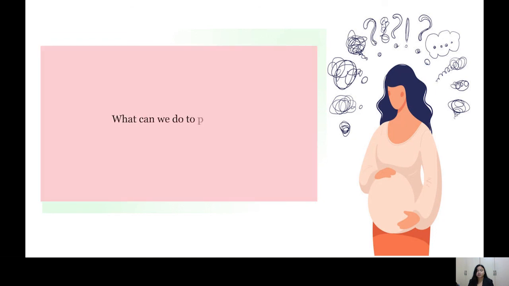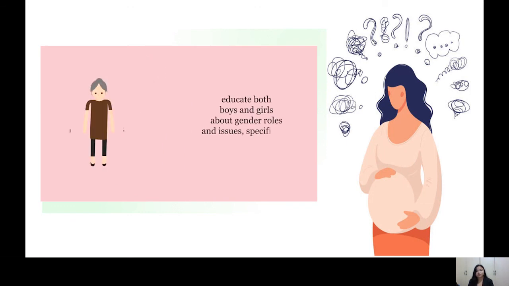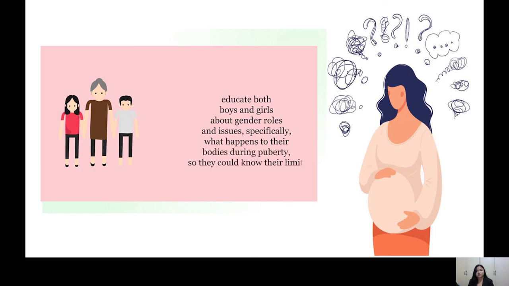How can we prevent teenage pregnancy? First, teenagers need guidance and an authority. To educate both boys and girls about gender roles and issues, specifically what happens to their bodies during puberty, so they could know their limits. Let's also practice sexual abstinence. Refrain from any sexual intercourse works 100% of the time. If he truly values you, he will always wait. Beware. And be aware. A campaign for teenage pregnancy prevention.